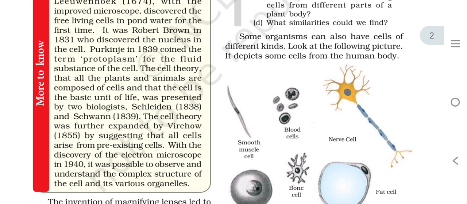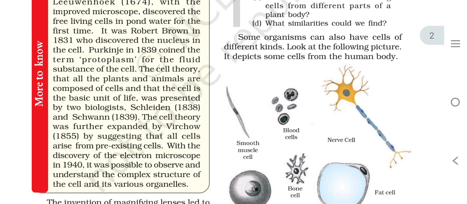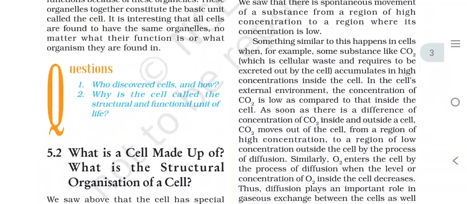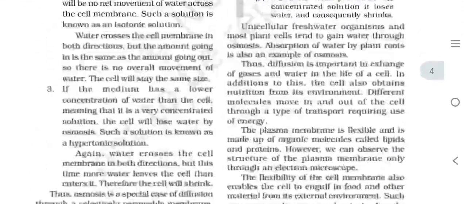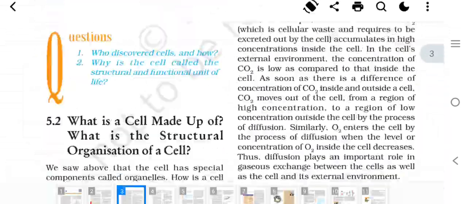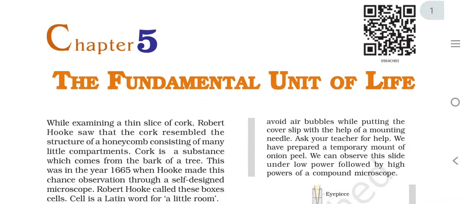With the discovery of the electron microscope in 1940, it was possible to observe and understand the complex structure of the cell and its various organelles. So in this chapter, we will learn about many cell organelles and some components of the cell. We will learn about the cell wall, nucleus, cytoplasm, and many cell organelles in the next class. So this is all about the introduction part.